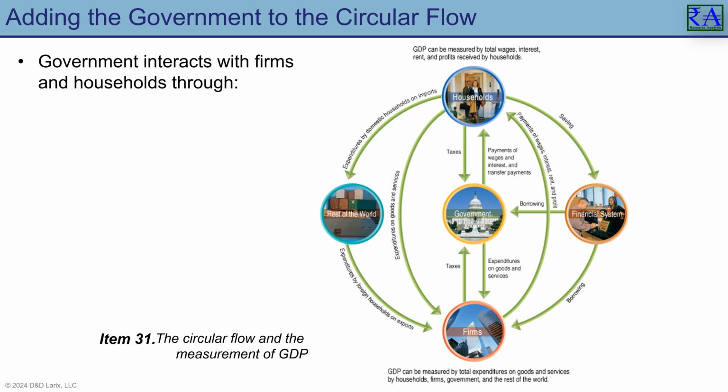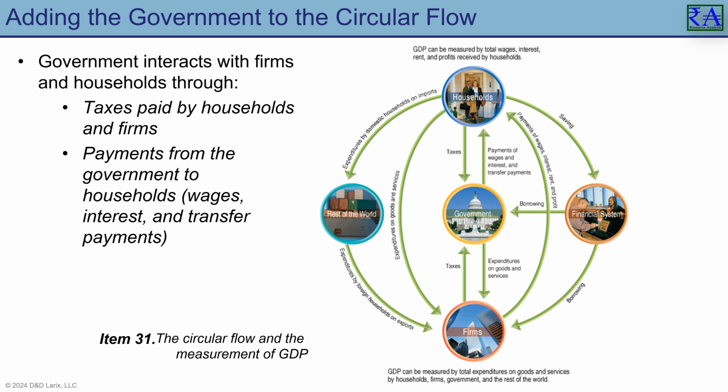Adding the government to the circular flow model illustrates how it interacts with the households and firms. Governments collect taxes from both entities and provide wages, interest, and transfer payments to households. This interaction affects overall economic activity and GDP measurement.